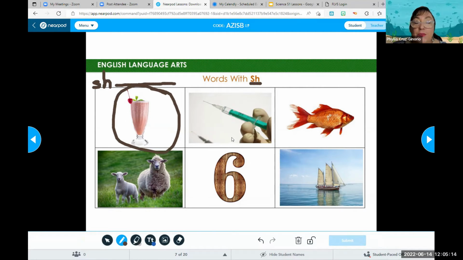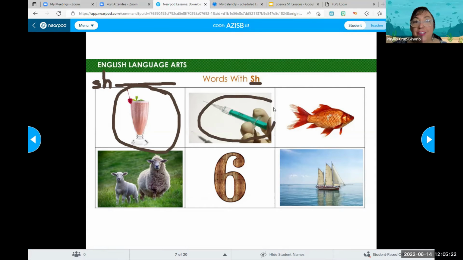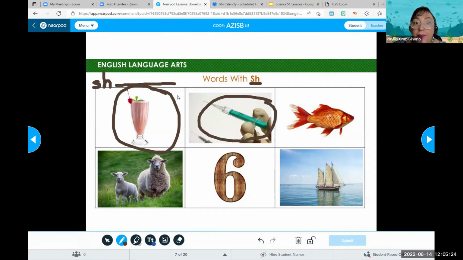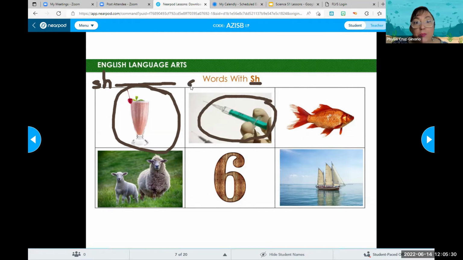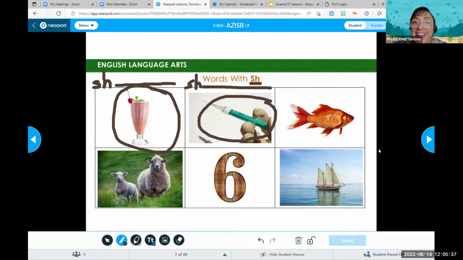Ooh, let's do the next one. Shot, shot, shh. Oh, I hear it. I hear it too. Let's circle it. And do you hear it at the beginning, the middle, or the end? Let's try it again. Shh. It's right there in the beginning. Yes. So let's put it again, once again in the beginning, and follows with the rest of the word. Okay, let's try the next one.